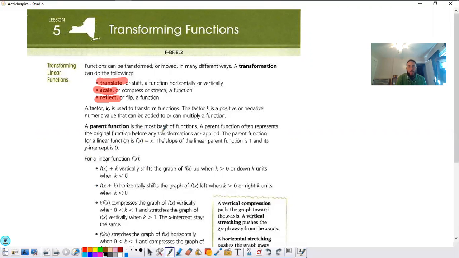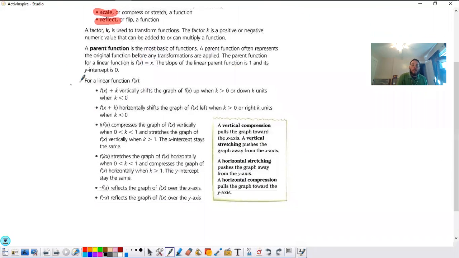So our parent function is the most basic function, right? And then to get other functions that are related to it, we either are going to translate, scale, or reflect that parent function. So this part is very important in terms of the rest of this lesson here. So for a linear function, f of x plus k vertically shifts the graph of f of x up when k is greater than 0, right? So a positive number, or down when k is less than 0, or a negative number. So it's just moving it up or down.